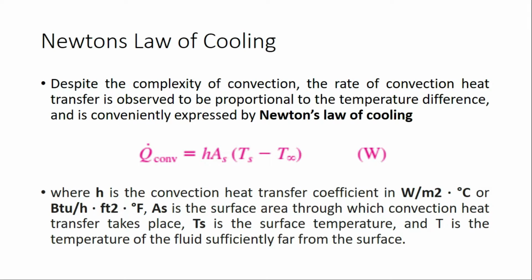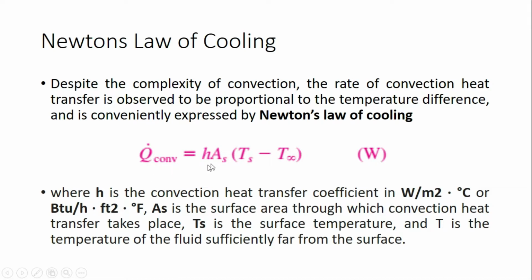Despite the complexity of convection, the rate of convection heat transfer is observed to be proportional to the temperature difference, and is conveniently expressed by Newton's law of cooling. As you can see, the rate of convective heat transfer is directly proportional to the temperature difference, that is Ts, the surface temperature, minus T infinity, the temperature away from the surface. If we remove the proportionality sign and replace it with the equality sign, we have to put in a constant, and this constant is known as the convection heat transfer coefficient.